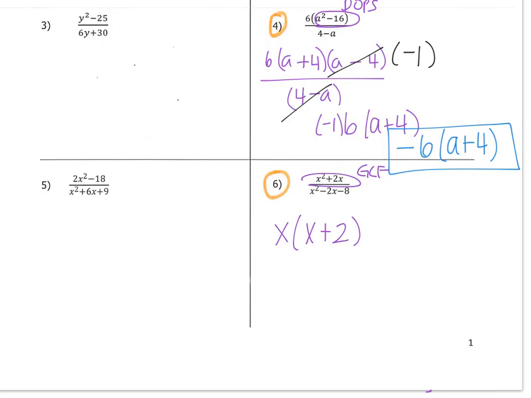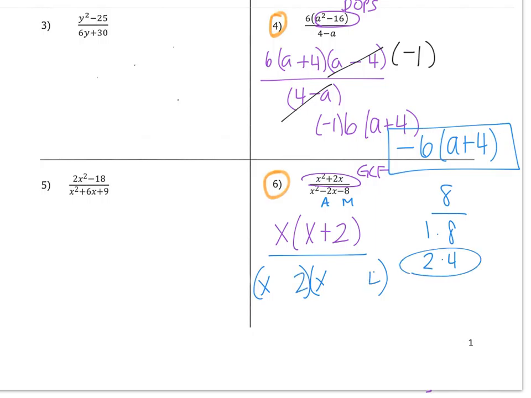Hopefully you recognize there's a GCF of x, so we have x times x plus 2. For the denominator, there's 3 terms, so our method here should be add, multiply. 2 pairs of parentheses, x, x. We're thinking of numbers that multiply to 8. Sometimes it's helpful to write the factors off to the side, like 1 times 8, 2 times 4, and we're looking to add to a -2. So that means we're going to choose 2 and 4.